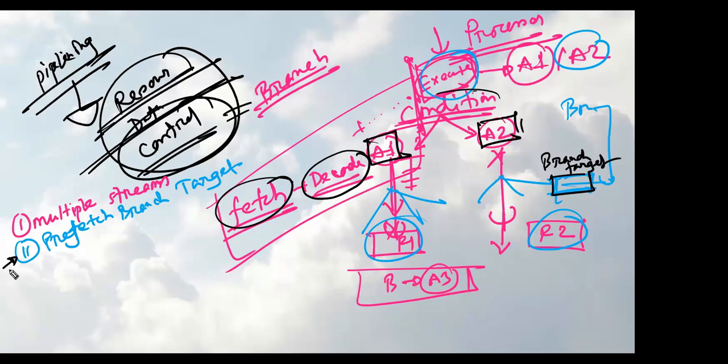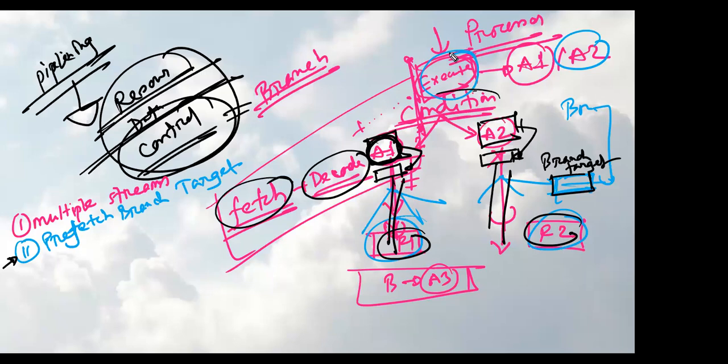According to this approach, it will only prefetch the first instruction indicated by A1. Also, it will prefetch the instruction indicated by A2. Just this. It will not calculate this one, it will not calculate this one. It will not produce R1, it will not produce R2. Only it will prefetch the instruction indicated by A1 and A2.